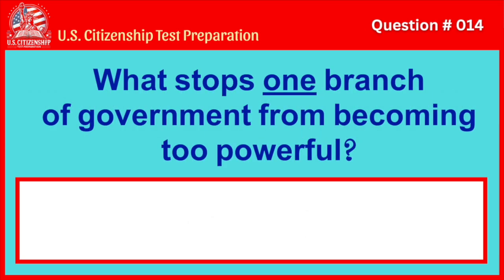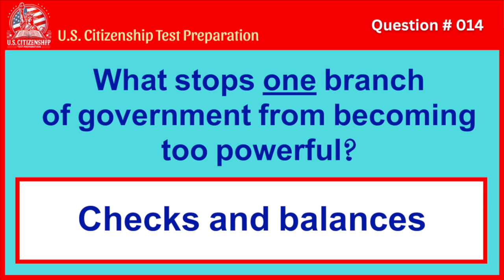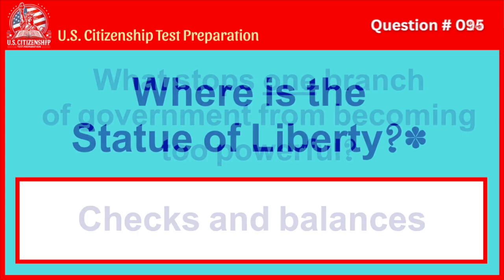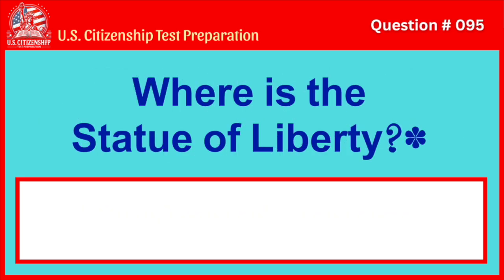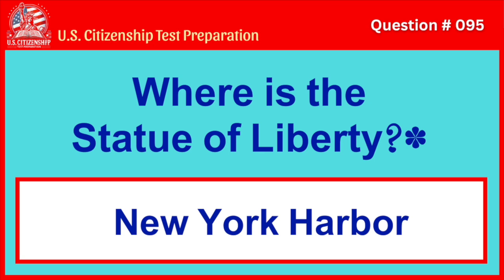What stops one branch of government from becoming too powerful? Checks and balances. Where is the Statue of Liberty? New York Harbor.